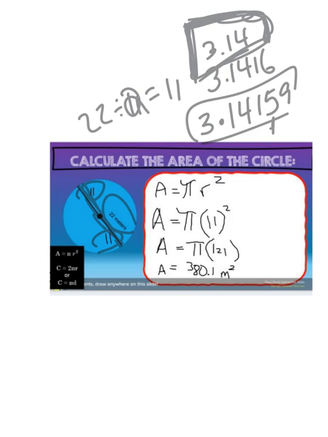All right, so area equals pi times r squared. So area equals pi times 11 squared. Area equals pi times the answer to this. 11 times 11 is 121. So here I press the button pi times 121, and I was able to get this rounded to 380.1 meters squared. Remember that square unit.